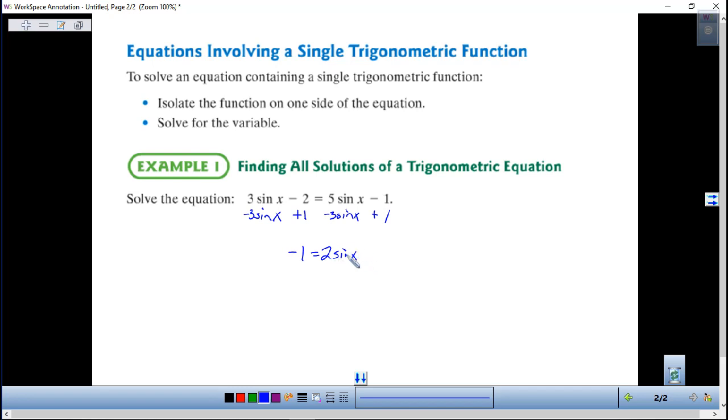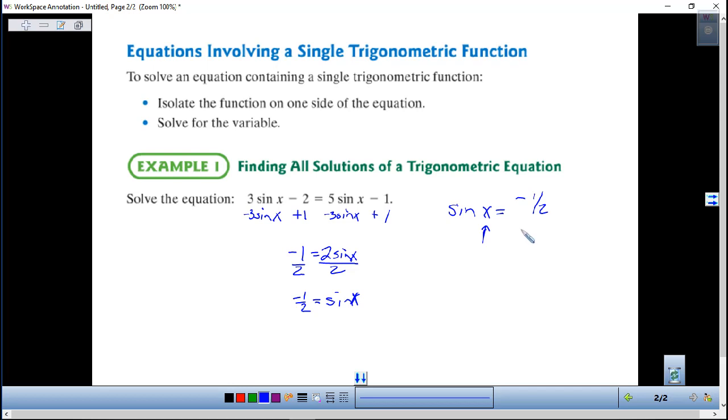And then I want to solve and isolate the sine x. So I want to get rid of even the 2. I'm going to divide both sides by 2. So I'm looking at -1/2 equals sine x. Now I'm going to rewrite this and flip things around. I want to find every value of x that's going to give me a sine value of -1/2.